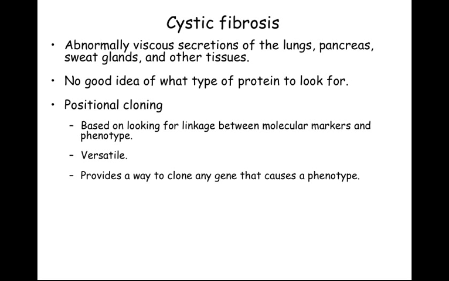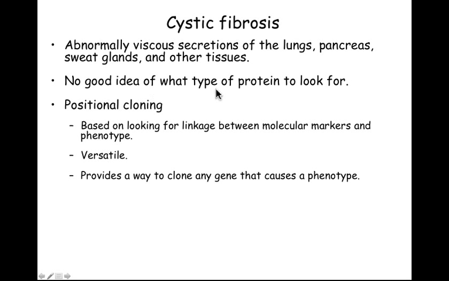However, like I said, most biochemical pathways we don't understand that well. Blood clotting, failure of the blood to clot, is a fairly obvious phenotype: if blood doesn't clot, then you have a problem in blood clotting. Something like cystic fibrosis, however, is much more complicated. It's an abnormally viscous secretion of the lungs, pancreas, sweat glands, and other tissues, which causes a lot of problems, especially for the lungs.